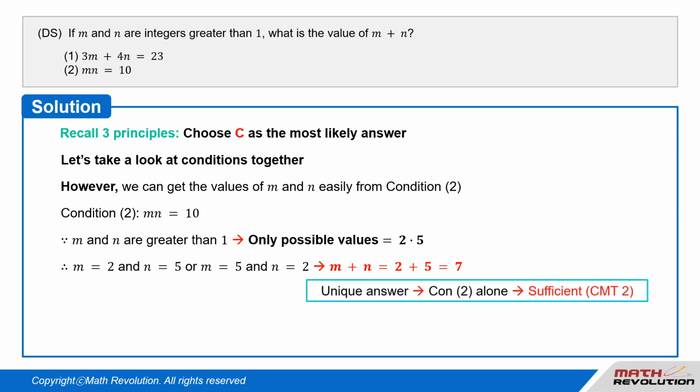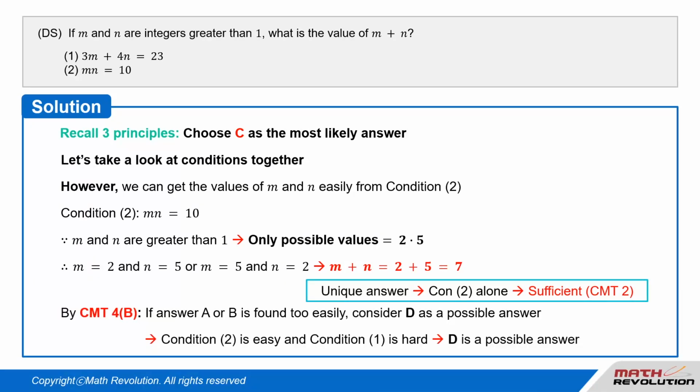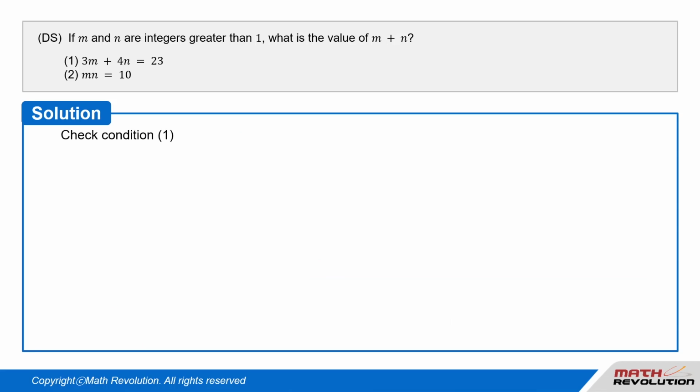This condition has a unique answer and so is sufficient by CMT2, which states that the number of answers must be 1. Now, an easy answer B should force us to consider common mistake type for B. It says that if A or B is arrived at too easily, consider D as a possible answer. In other words, if condition 2 is easy and condition 1 is hard, D would most likely be the answer, according to CMT for B. So let us check condition 1.